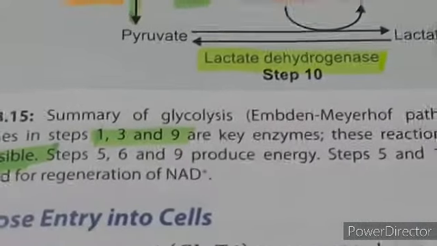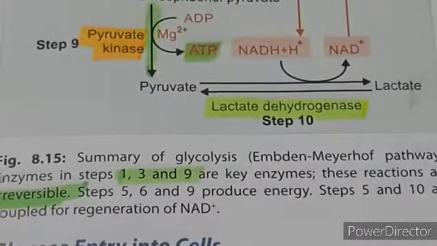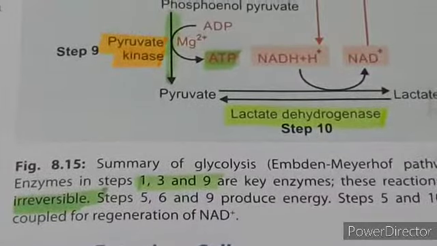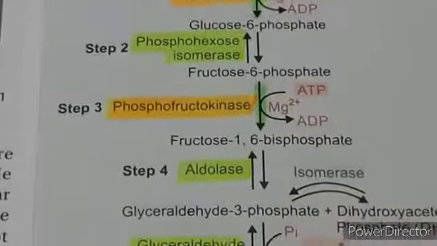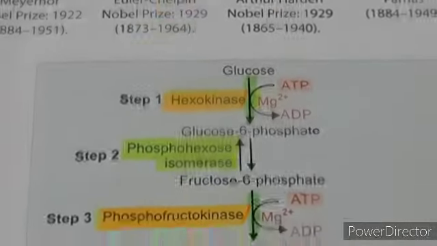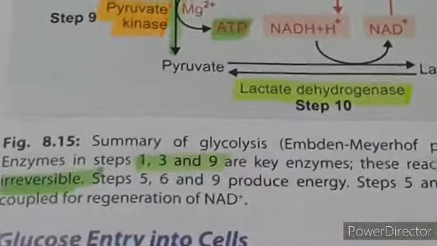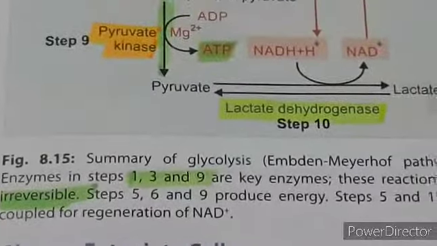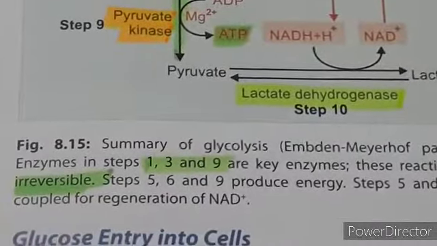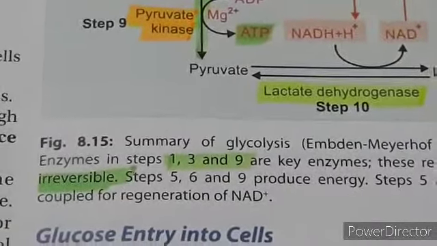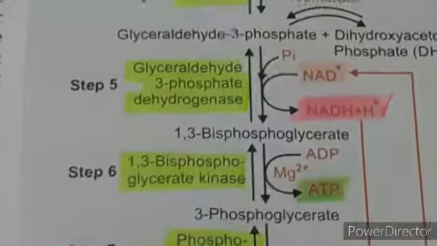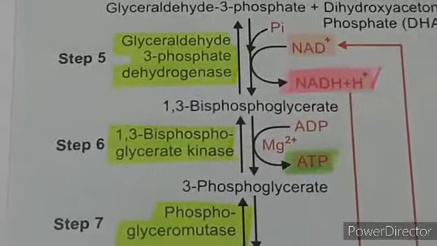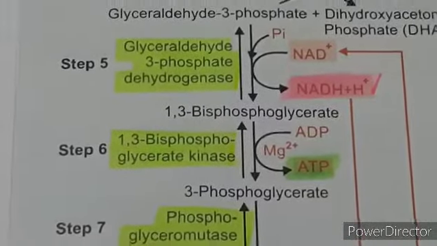Here is a summary of glycolysis, the Embden-Meyerhof pathway. The enzymes in steps 1, 3, and 10 are key enzymes. These reactions are irreversible. Steps 5, 6, and 9 produce energy. Step 9 produces 1 ATP, step 6 produces 1 ATP, and step 5 produces NADH2.